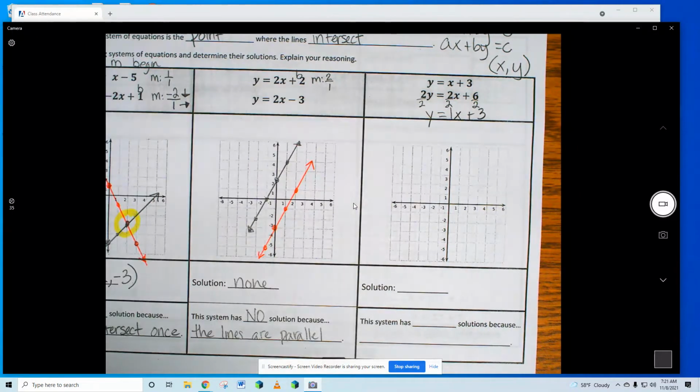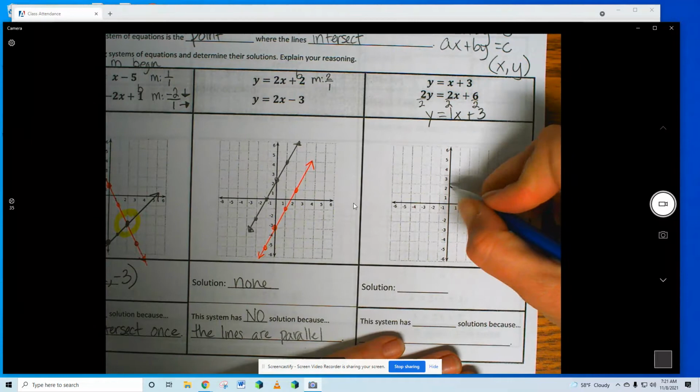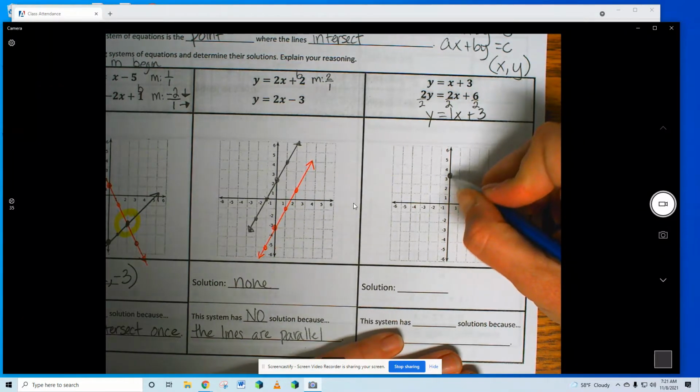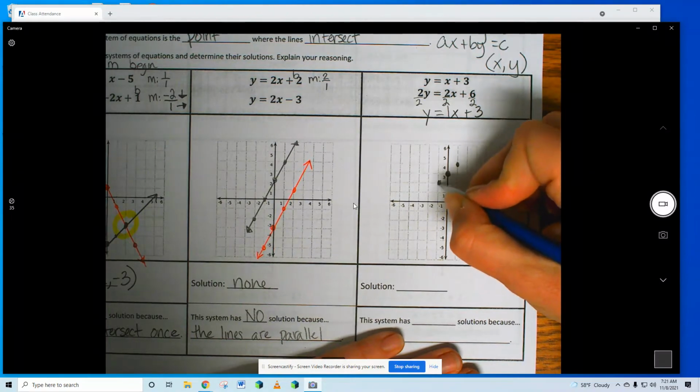1x plus 3. Wait, what? The top one says 1x plus 3. Begin at 3. Rise 1, run 1. Down 1, left 1. Huh.